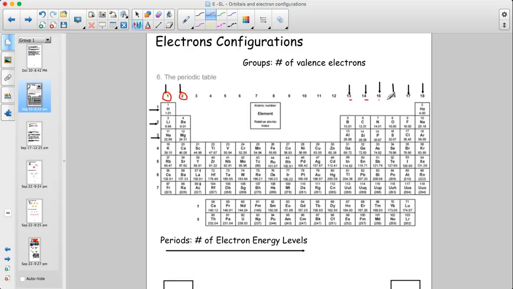Now, the group numbers have changed slightly from the old syllabus, and so the number that you care about is actually the last number. So it's organized so that every element that is in group number 1 has 1 electron in its outer shell, 1 valence electron. Every element that is in group 2 has 2 valence electrons. We're going to jump over this middle block for the time being.